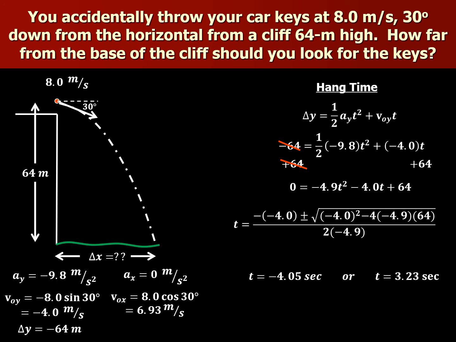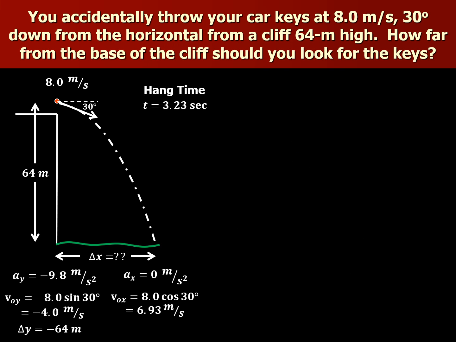Alright, so with these 2 times you can see that it makes sense that the positive time is going to be the one that we're going to use. So we use 3.23 seconds as our hang time. The other time is the other side of the parabola. If we went backwards in time by negative 4.05 seconds, we would get the other half of the parabola. So using this as our hang time, we're going to find the range.